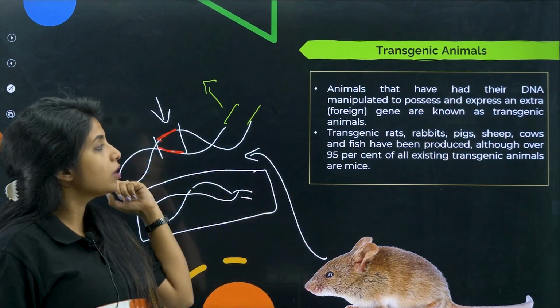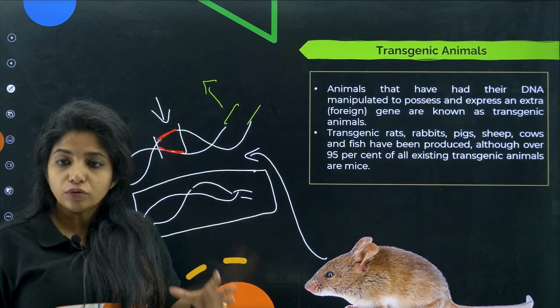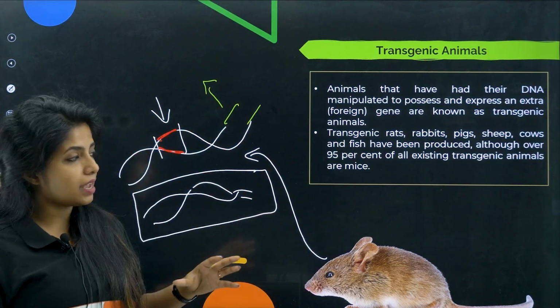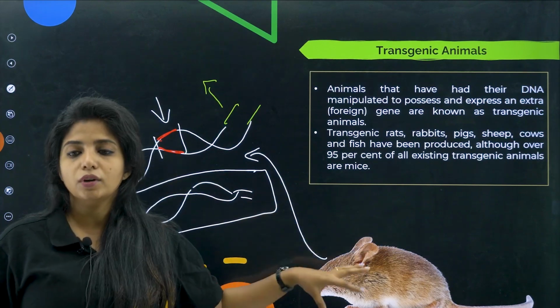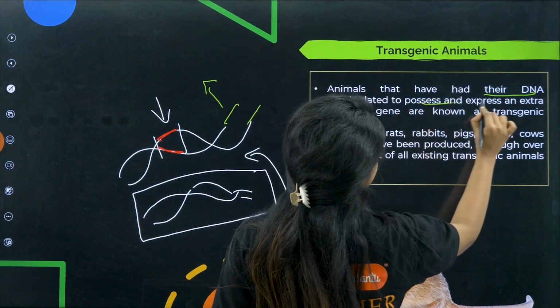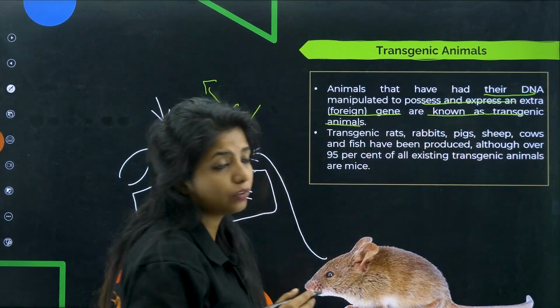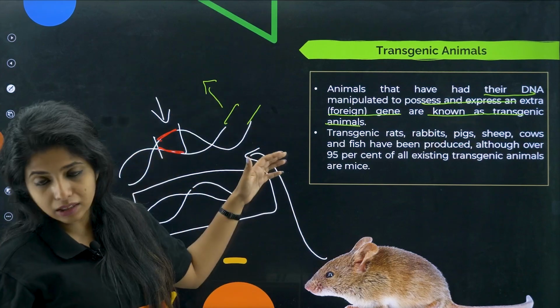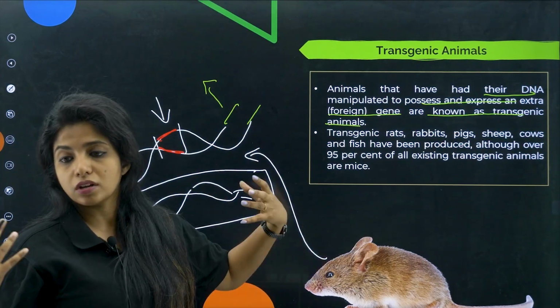So, anywhere where you are manipulating the genetic material of some other organism for your own use, it will be known as transgenic animals. The animals that are being produced like that are known as transgenic animals. Animals that have had their DNA manipulated to possess and express an extra gene are known as transgenic animals. So, over here they are saying when I am putting in a gene and it shows up, this particular organism becomes a transgenic animal.